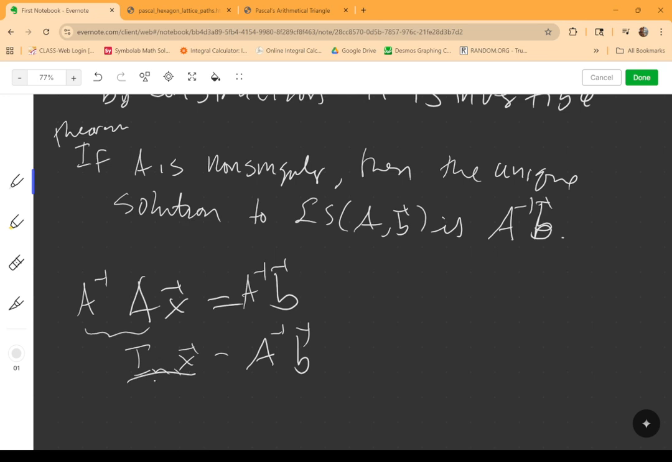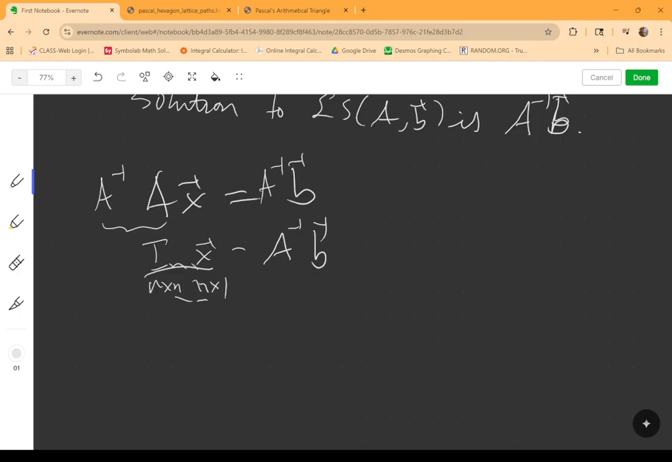And again, this is some product here, the identity times this vector x. Remember, this is n by n. This is n by 1, so that operation is valid, and the identity just yields back that same column vector. And we could see that it gives me a way to find the solution to the linear system by using matrix multiplication and not row operations.